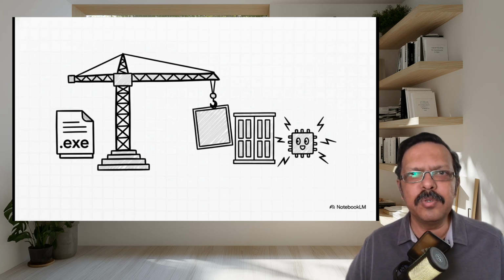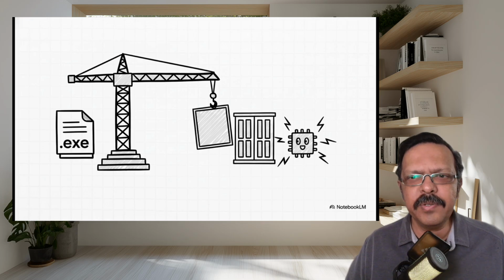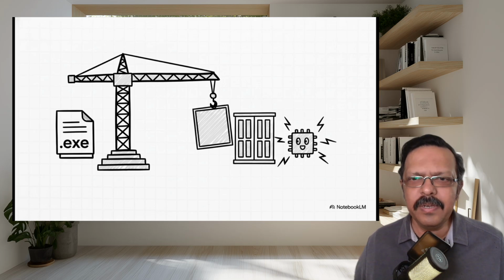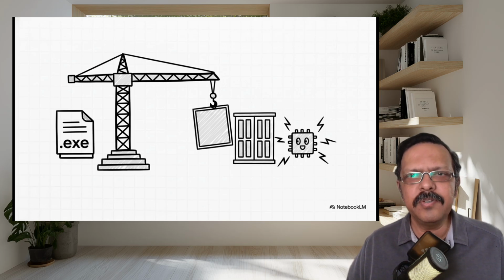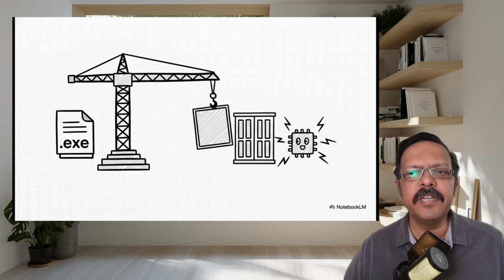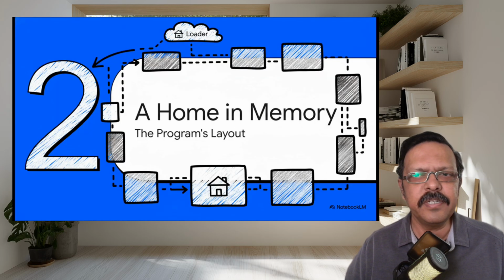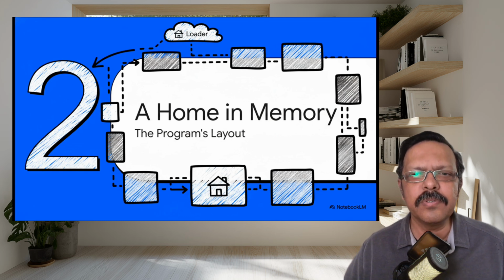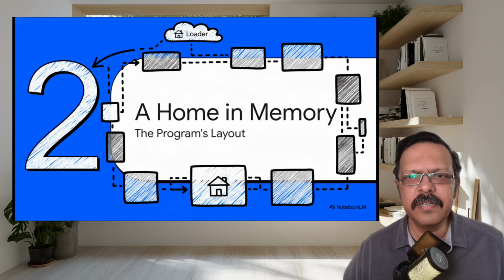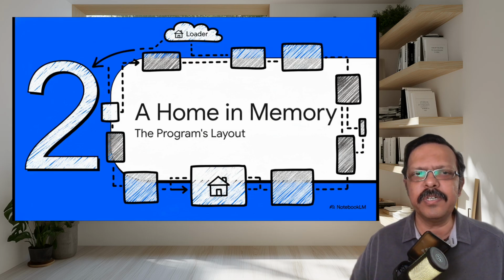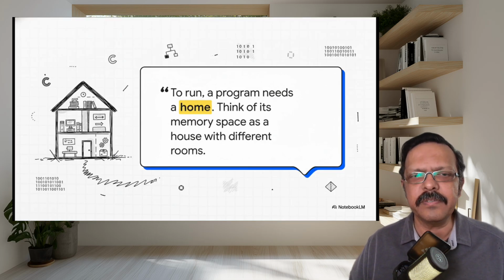Think of the loader as a moving crew. Its job is to take your executable from the disk and carefully place it into your RAM, your computer's active memory. Only after this move is complete is your program ready to run. But the loader doesn't just dump everything into memory at a random location. It sets up a beautifully organized layout like a house with different rooms, each designed for a very specific purpose. So let's take a tour of this house that the loader is laying out for us.